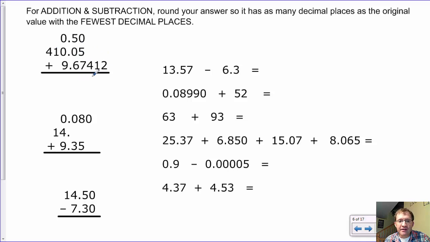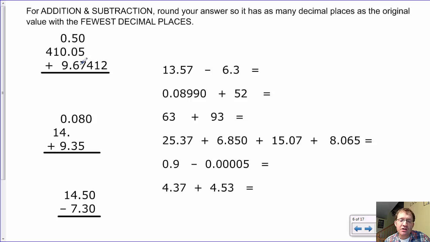And so when we look at the example that I've got for you here, we've got 0.50, 410.05, and 9.67412. Now, what you want to look at in adding and subtracting is how many decimal places each of these values has, and look for the one that has the fewest. That will determine our answer's decimal places. So I've got 0.50. Obviously, that's two decimal places here. I've got 410.05. That's two decimal places as well. And then 9.67412 has five decimal places. Five decimal places is really great and precise and everything, but these first two only have two decimal places, and so those will determine how our answer will be rounded.